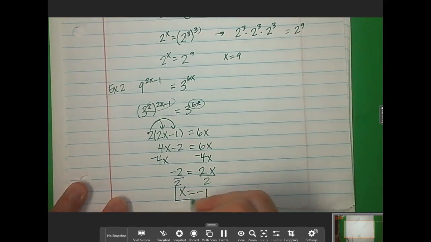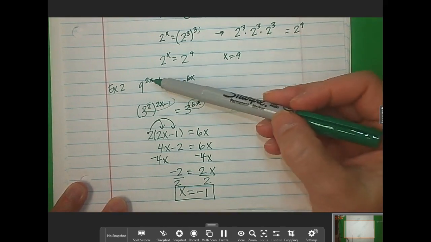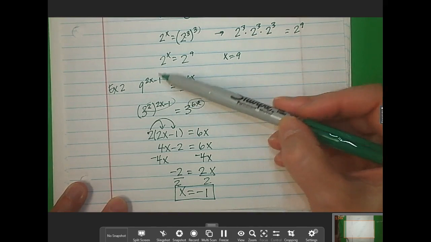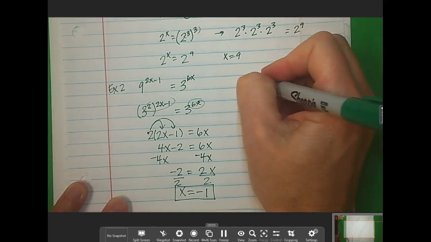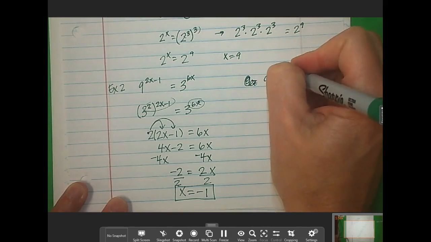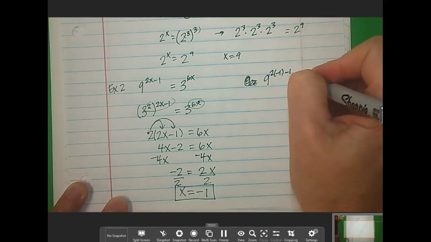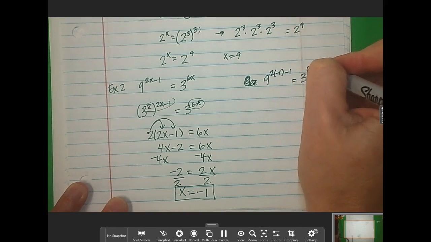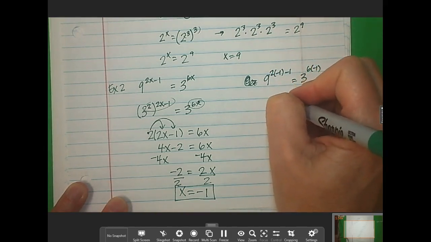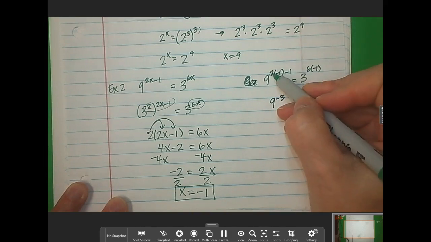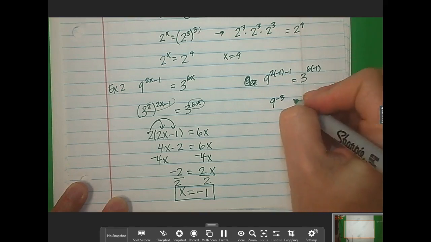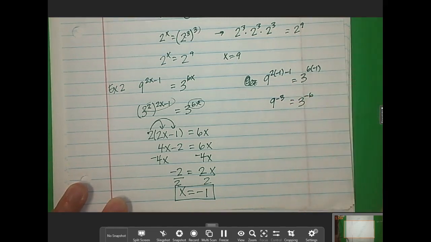All right, so now the question is, when I put in negative 1 here and here, do I get the same number? Answer over here. All right, so 9 to the 2 times negative 1 minus 1 equals 3 to the 6 times negative 1. So 9 to the negative 3, right? 2 times negative 1 is negative 2, minus 1 is negative 3. Equals 3 to the negative 6.